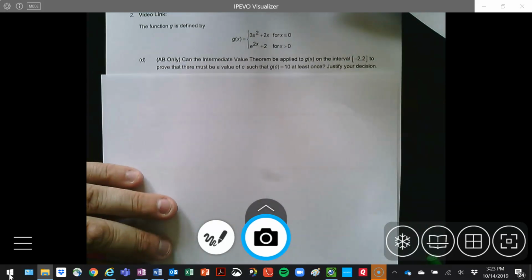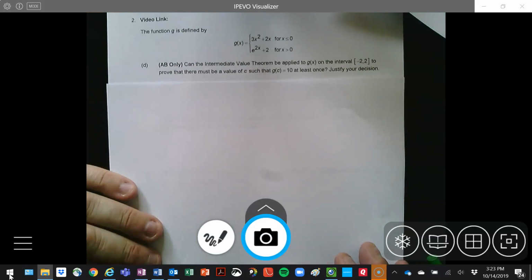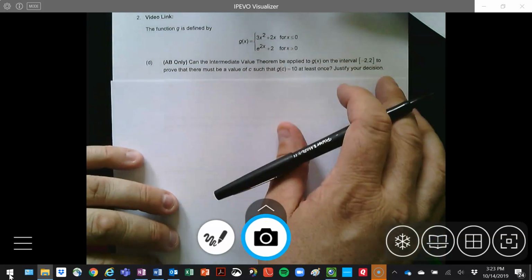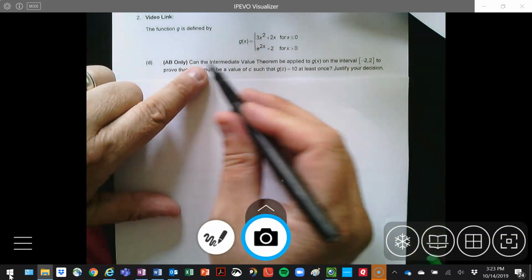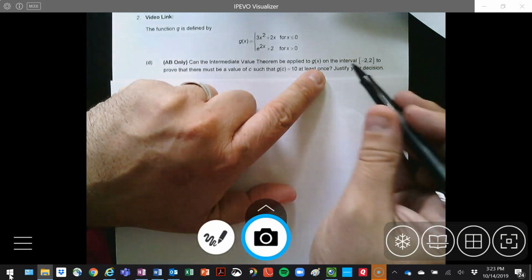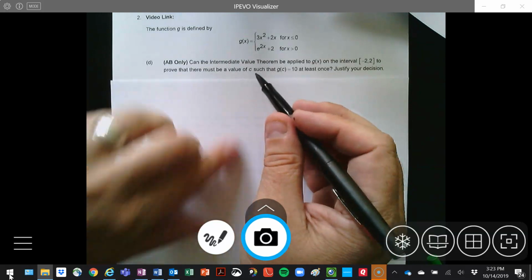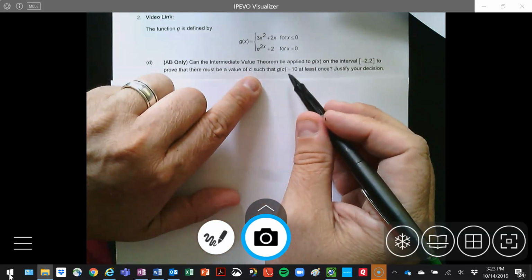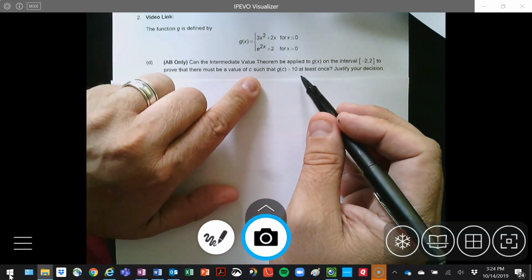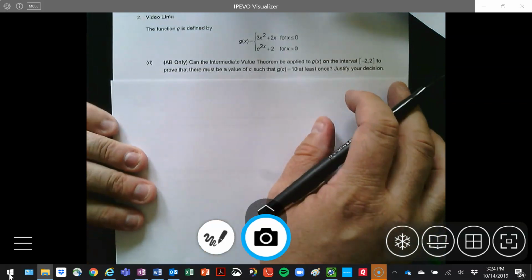We're still working with the same function, and now we're going to look at part D, and this was part D that was for the AB students only. Can the intermediate value theorem be applied to g of x on the interval -2 to 2 to prove that there must be a value of c such that g of c equals 10 at least once, and then we need to justify your decision?